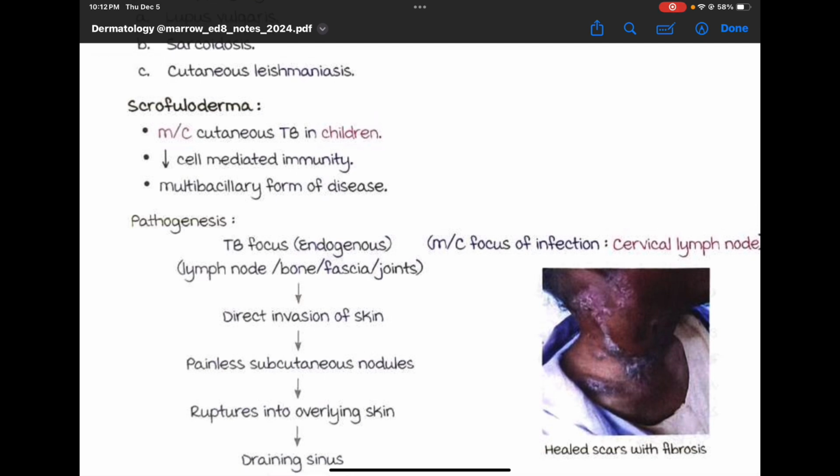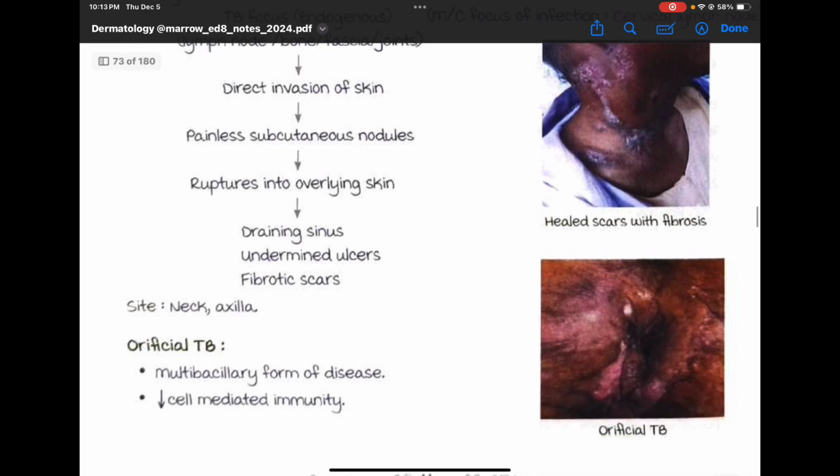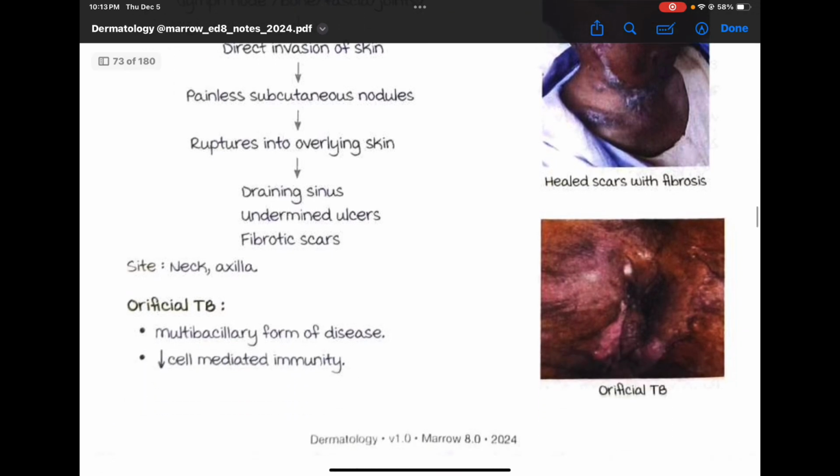Pathogenesis, TB focus, endogenous, lymph node, bone, fascia, joints, direct invasion of the skin, painless subcutaneous nodules, ruptures into overlying skin, draining sinuses, undermined ulcer, fibrotic scars. And this is also what I have seen most commonly in OPD. Most common focus of infection is a cervical lymph node, healed scar with fibrosis. Site, neck and axilla, most commonly seen.